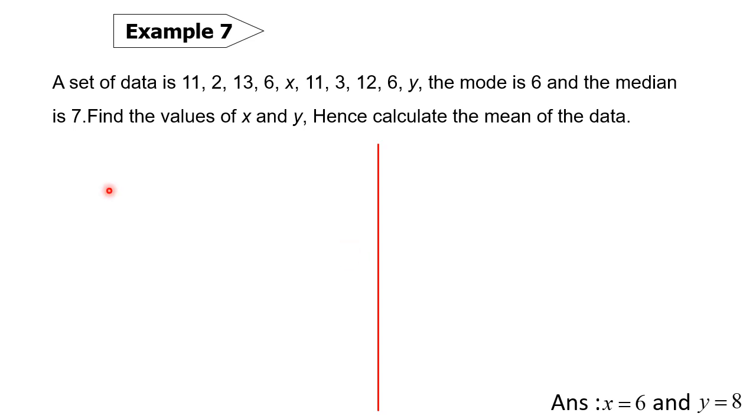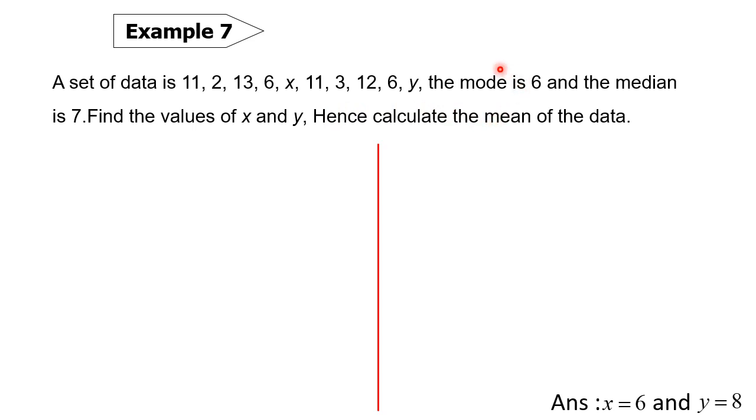So now in this example, we combine together mean, mode, and median. So here is the set number of data. So we have two unknowns here, that is x and y. So given the mode is 6 and the median is 7. So we have two questions here. The first one, find the values of x and y. So after we obtain this value, then calculate the mean of the data. So we solve the first question first, that is to find out the value of x and y.